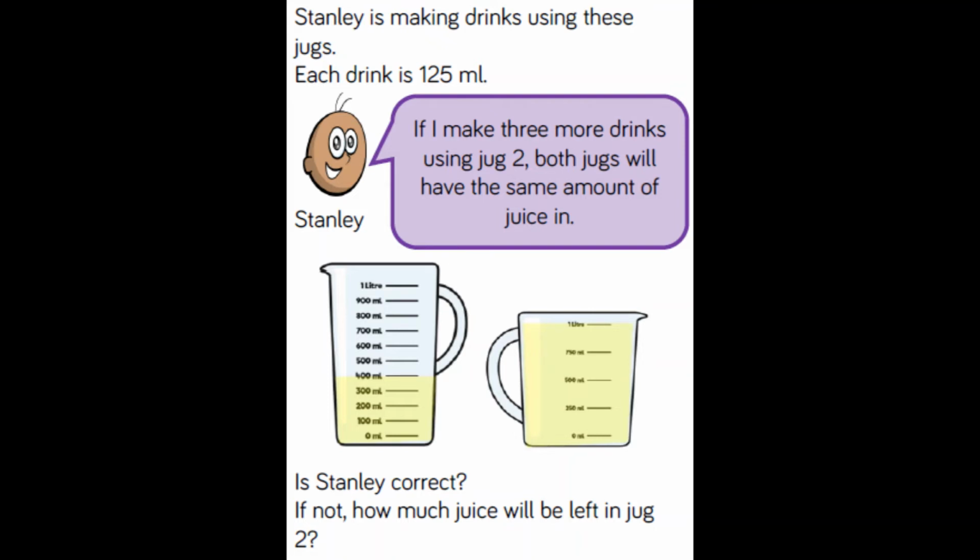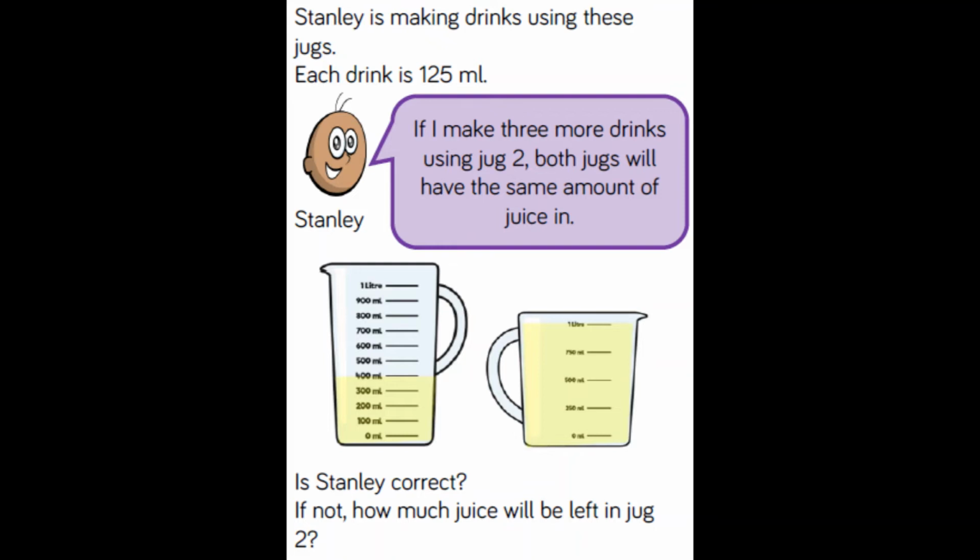So it says Stanley is making drinks using these jugs. Each drink is 125 millilitres. So Stanley says, if I make 3 more drinks using jug 2, so that's the shorter jug, both jugs will have the same amount of juice in. Is Stanley correct? If not, how much juice will be left in jug 2?